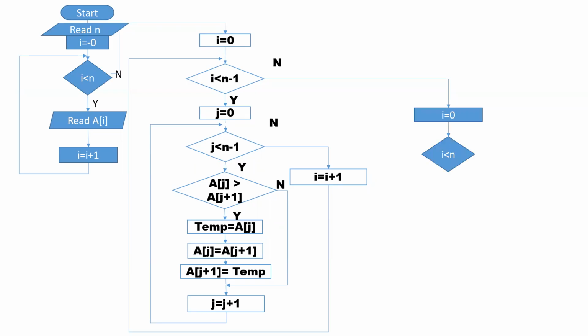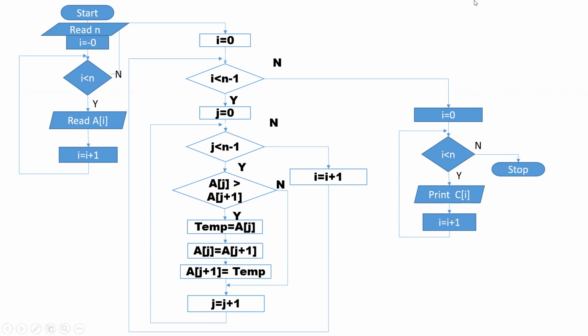i equal to 0, i less than n. Print a of i, i equal to i plus 1. Once this condition becomes true, all the array elements have been printed, then go to stop. So this is the flowchart for sorting an array. Now let us convert this flowchart to program code.